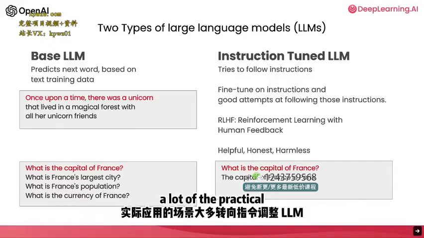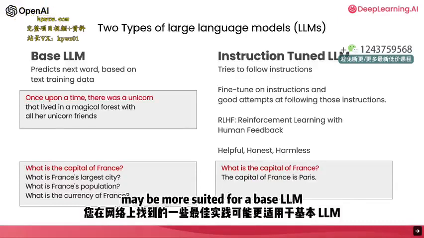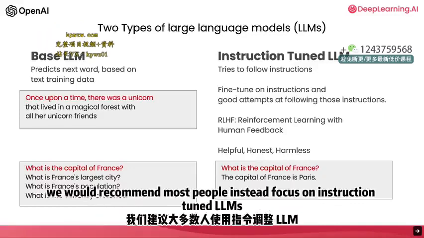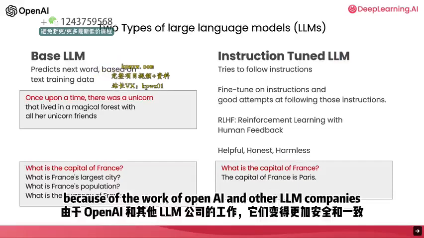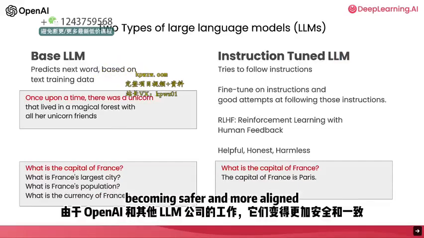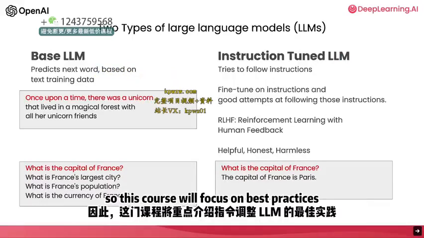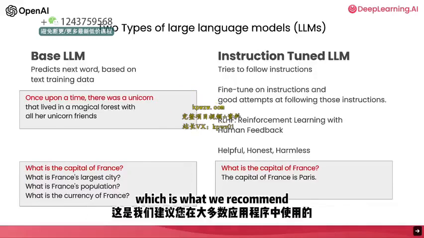A lot of the practical usage scenarios have been shifting toward instruction-tuned LLMs. Some of the best practices you find on the internet may be more suited for a base LLM, but for most practical applications today, we would recommend most people instead focus on instruction-tuned LLMs, which are easier to use, and also because of the work of OpenAI and other LLM companies becoming safer and more aligned. So this course will focus on best practices for instruction-tuned LLMs, which is what we recommend you use for most of your applications.